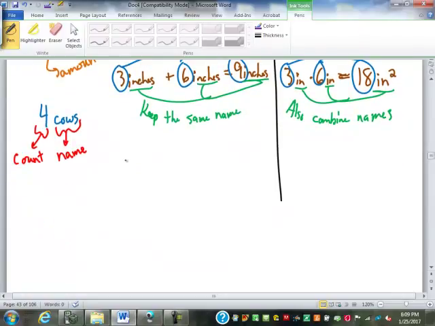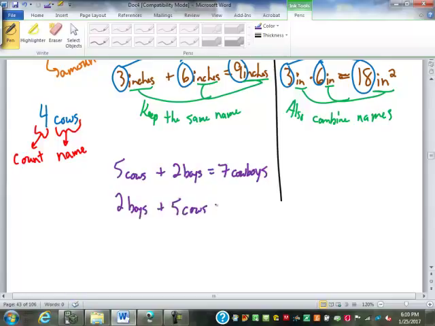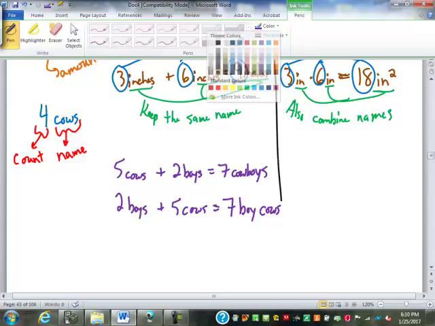For example, let's say we have 5 cows and 2 boys. Do we get 7 cowboys? No. Or if I did it the other way around, 2 boys and 5 cows, do I get 7 boy cows? Not quite, right?